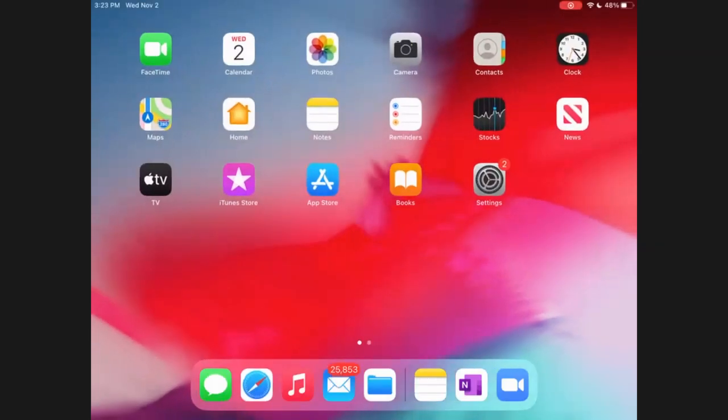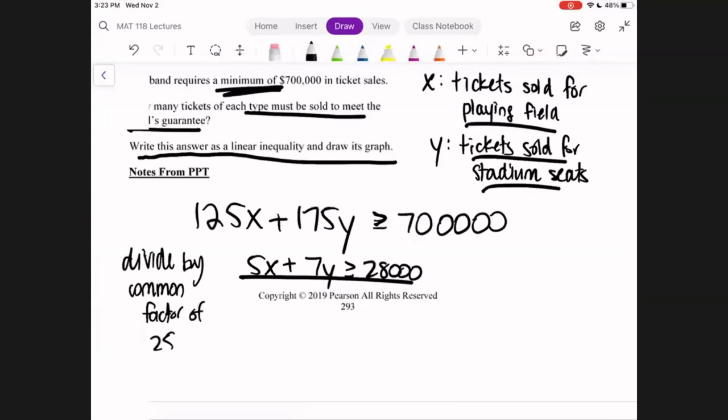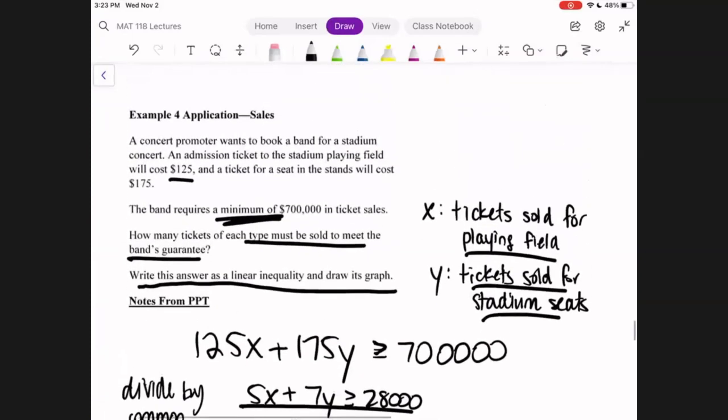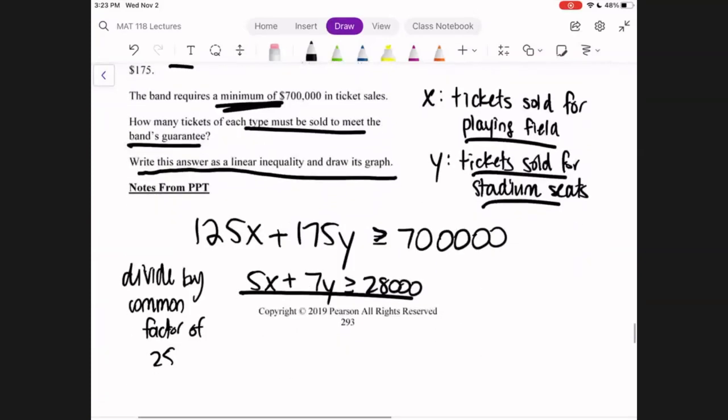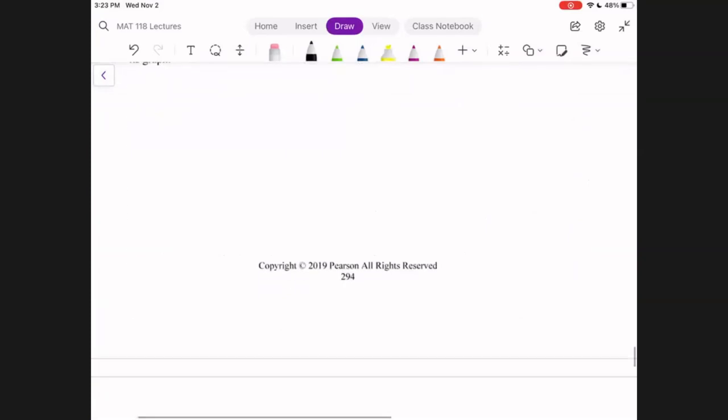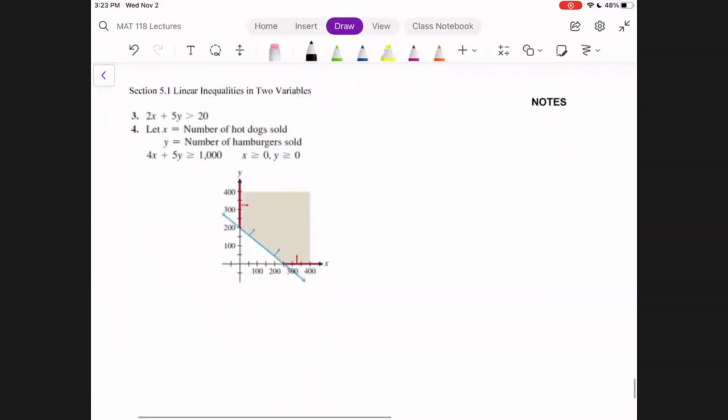So if it wants to ask you how many tickets of each type must be sold, you'll see that if we look at the other answer, it just says that how many should be sold is going to be whatever is in that shaded area. That's all applicable answers.